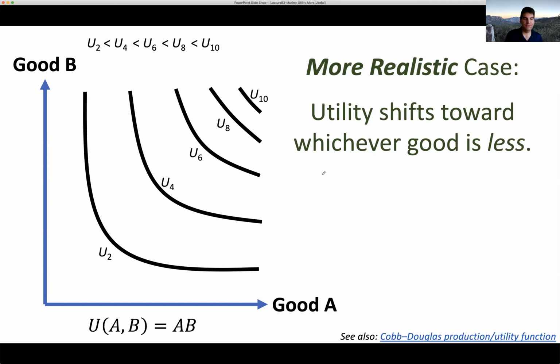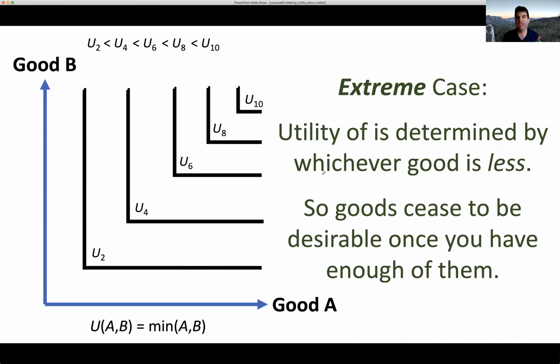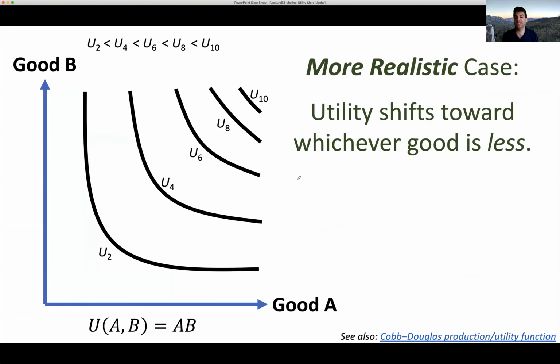And if you're willing to buy that these funny functions here, these indifference curves, represent putting all of your value into the one good you have less of, then you can hopefully buy that the more realistic case is this smoothed out version of that, where I've just put a rounded edge on all those curves from the previous slide. And this is the typical shape of diminishing marginal returns.